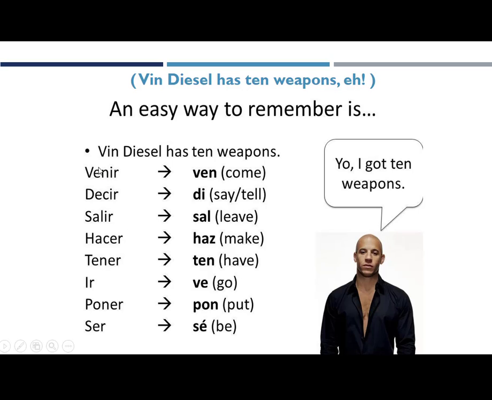Venir, to come. How do we say, oh, come here, come here? Venir is going to be ven. Decir is going to be di. For say or tell something, I'll show you a few examples in a second. Salir is going to be sal. Hacer, haz. This is a better organization so that you can use that sentence. Vin Diesel has 10 weapons, huh? So like that, you will kind of remember all of the irregular verbs for informal commands. Okay, so this is just a little trick so that you can remember.